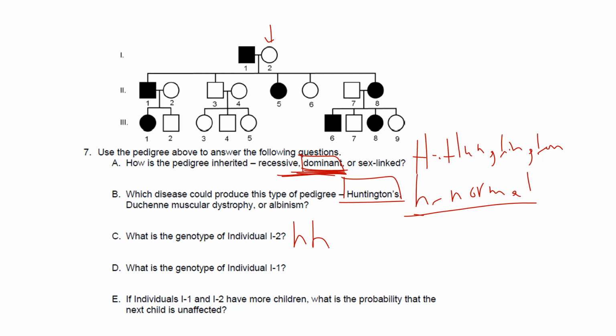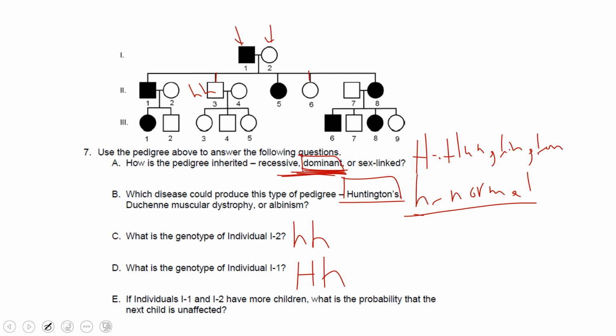What is the genotype of individual 1-1? Okay, we know they have a capital H because they are shaded in. As you look at some of the kids that they produce, some of their kids aren't shaded in, which means they're lowercase h, lowercase h. So that means dad must be a heterozygous person. He is not a carrier. He has the disease, and there's a 50% chance anytime he has a kid, that kid is going to have the disease. We're going to look at that in the next question.